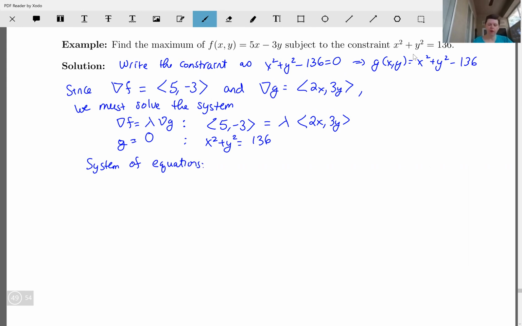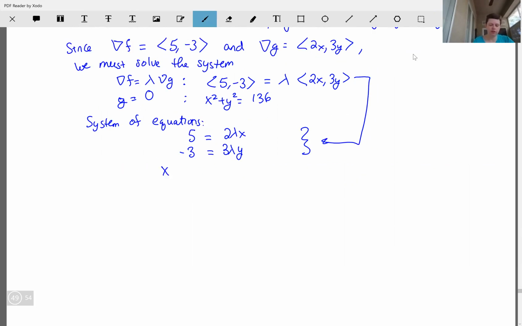So the corresponding components of our vectors have to be equal. So the first component on the left is 5, and the first component on the right is 2 times lambda times x. The second component on the left is negative 3, and the second component on the right is 3 times lambda times y. So that comes from the first equation, and then the third equation is still our constraint equation.